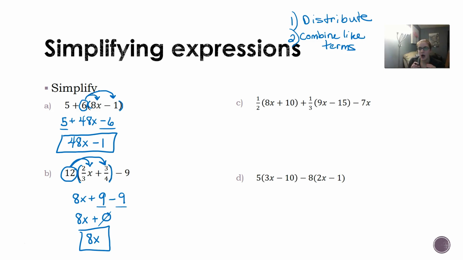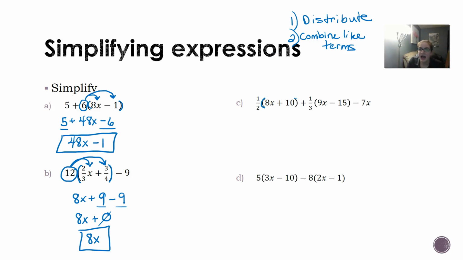Okay, almost done. Two more problems to go through. We can do it though. We have the tools. We know how to attack it. Now on C, we see that we have a lot going on. We have two sets of parentheses and some fractions. But of course, we go back to our steps and ask, what's step 1? We need to go ahead and distribute. We need to get rid of those parentheses.